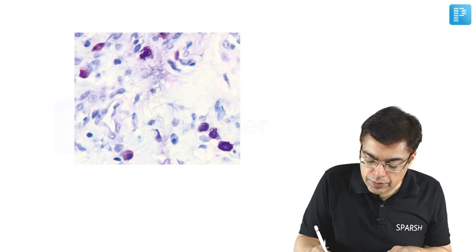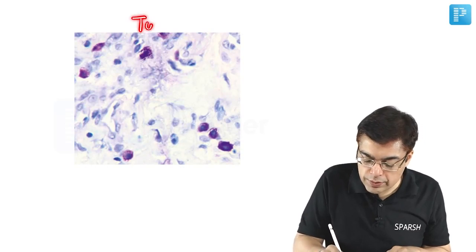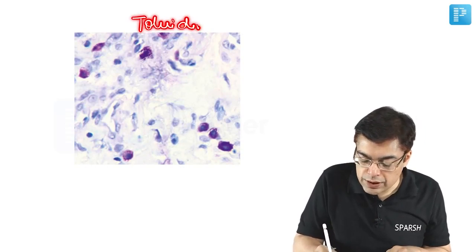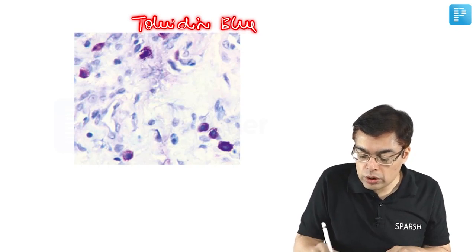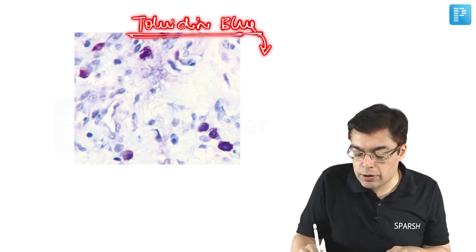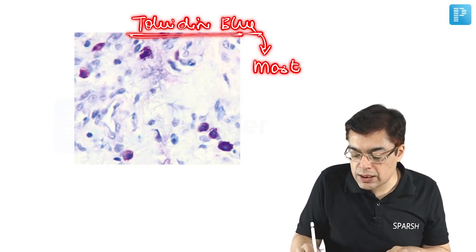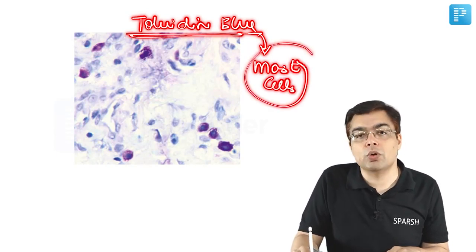Talking about the next important stain that I wanted you to be familiar with, friends, and which has been asked in the exam a couple of times recently, it is called toluidine blue. Toluidine blue is especially responsible for detection of mast cells in the connective tissue. That is one important use of toluidine blue.